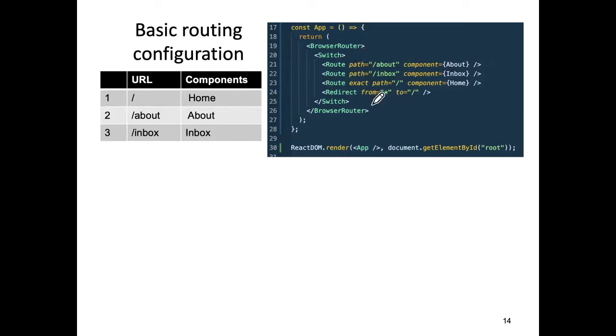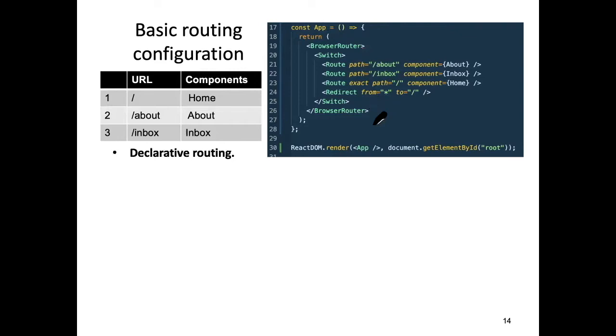Notice as well that this component here, which I've called the app component, is the one that we actually pass to the ReactDOM.render method. So the very top component in your component hierarchy is always going to be a React Router configuration component, which is what I have here.